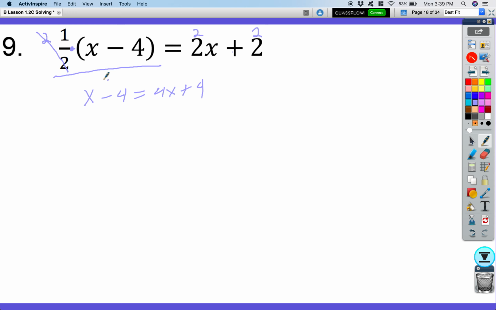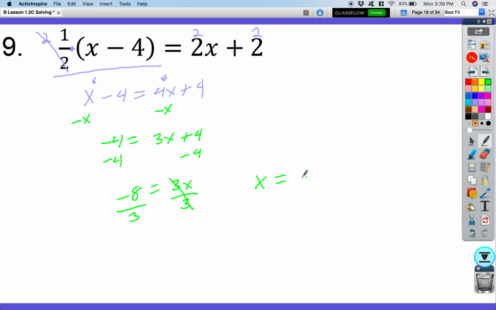I want you to notice I only have one x here and I have 4 x's here. When the x's don't match, you will have one solution. So I would start by minusing x onto both sides, which would give me negative 4 is equal to 3x plus 4. I would then subtract 4 on both sides to have negative 8 is equal to 3x. And when I divide both sides by 3, I'm left with x is equal to negative 8 over 3. All right, so there you go. So let's go ahead and move on to the next one now.